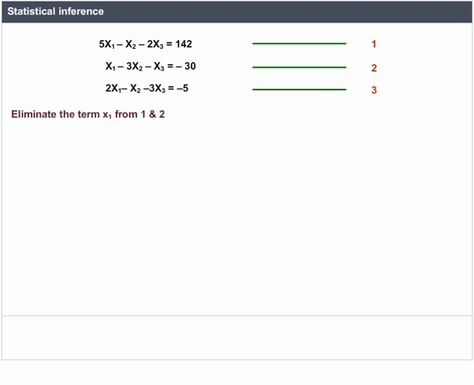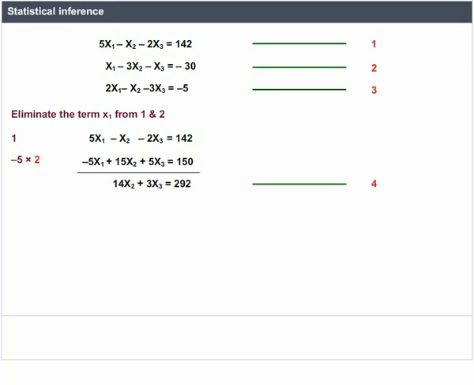Eliminate the term x1 from equations 1 and 2. Equation 1 implies 5x1 minus x2 minus 2x3 equal to 142. Then we multiply equation 2 by minus 5. After multiplying by minus 5, we get minus 5x1 plus 15x2 plus 5x3 equal to 150. After eliminating the term x1, we get the equation 14x2 plus 3x3 equal to 292. It's called equation 4.